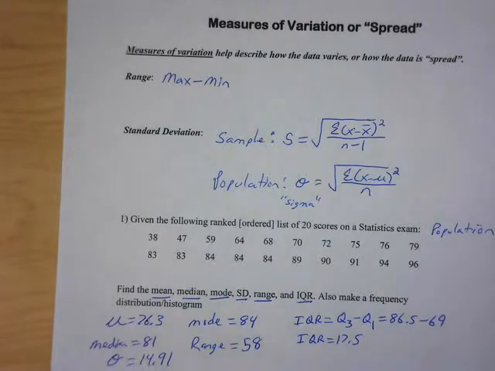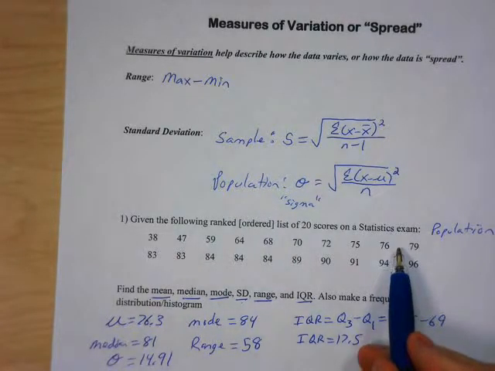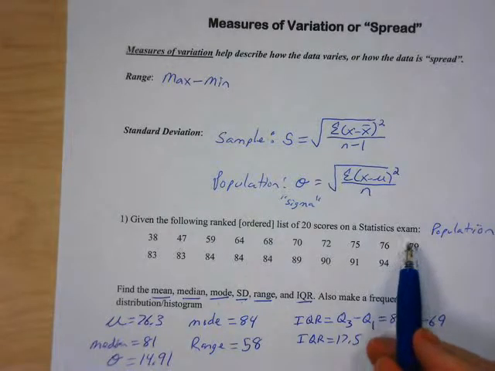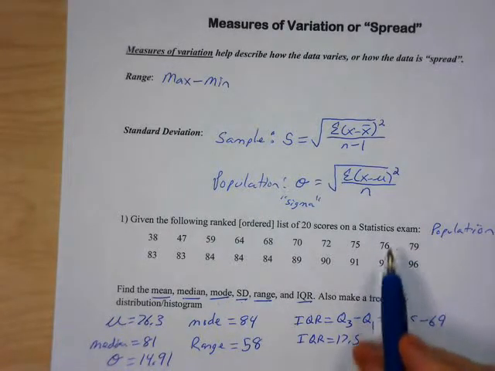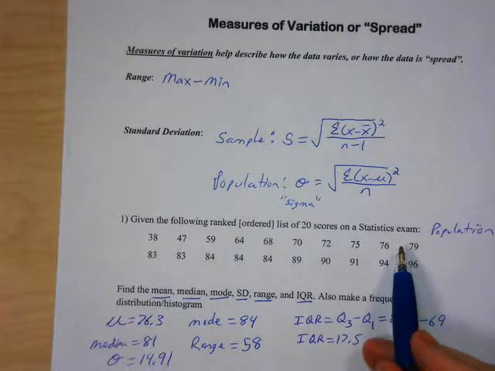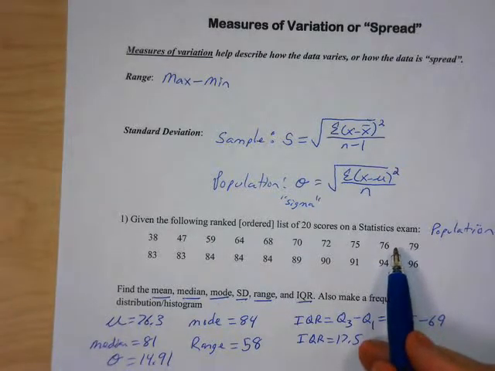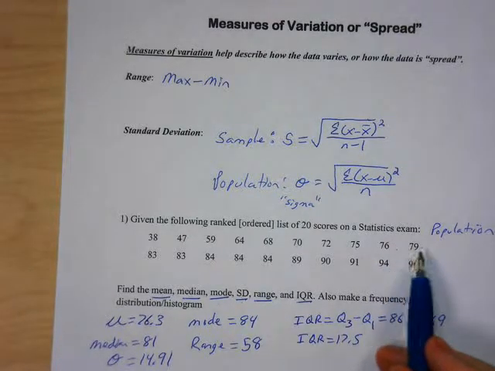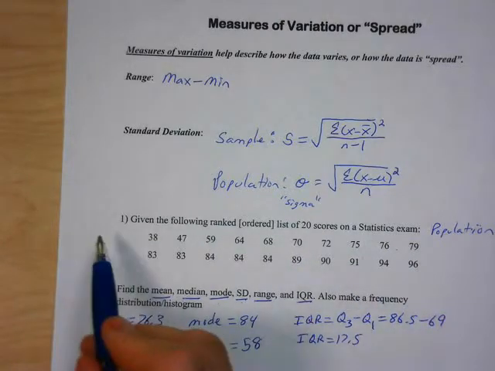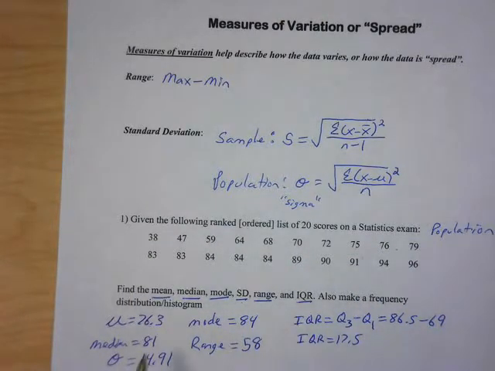As far as just looking at the data set, the mean of 76.3 is located right around here. And I broke these up into 10 in each row, 10 scores. So we can see the mean is a little below where the median was. The median was halfway between 79 and 83. Okay, so the median was at 81.